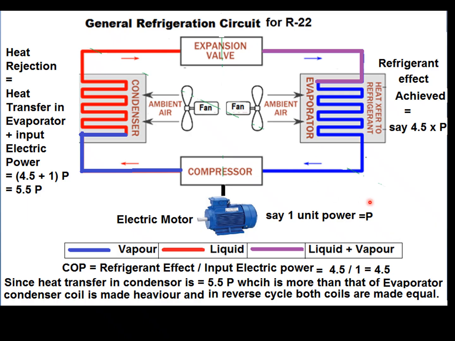First of all, the refrigerant in vapor stage is shown by this blue color, and refrigerant in the condenser when it is condensing is shown by red, and this color shows the combined liquid plus vapor state of the refrigerant.